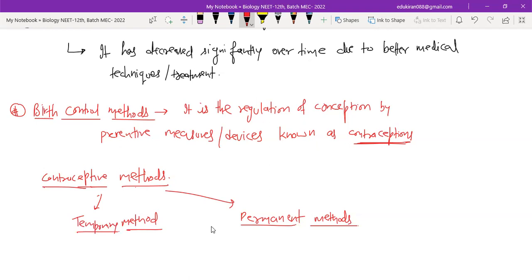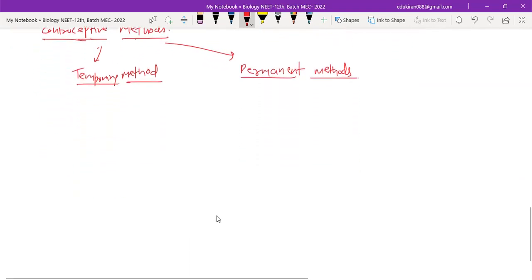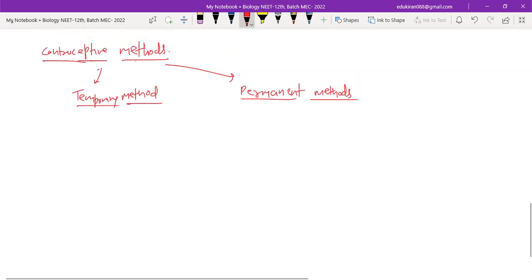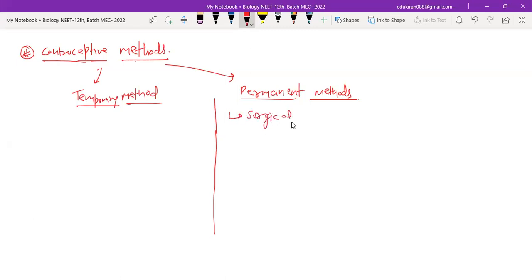So talking about permanent method first, because it's permanent. How can we permanently avoid conception? There's only one way to do it, right? What can we do? Surgical method. Yes, the surgical method.